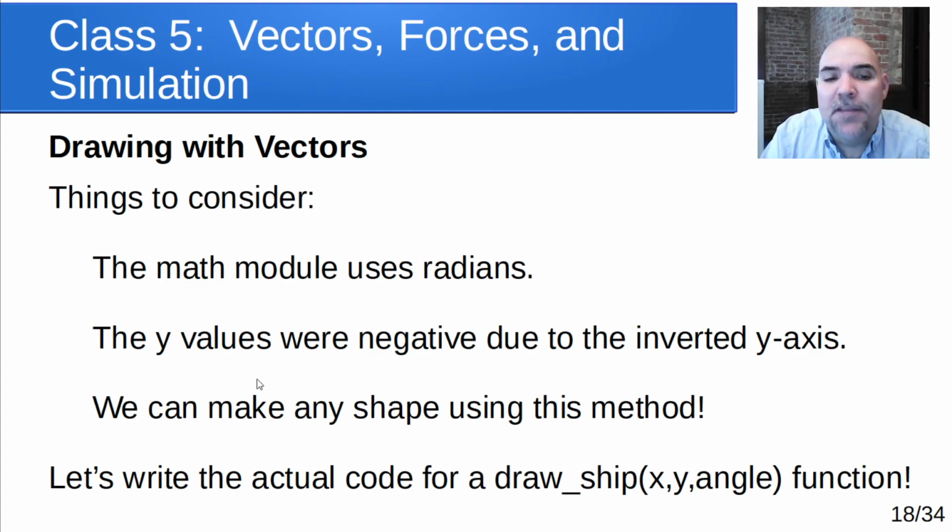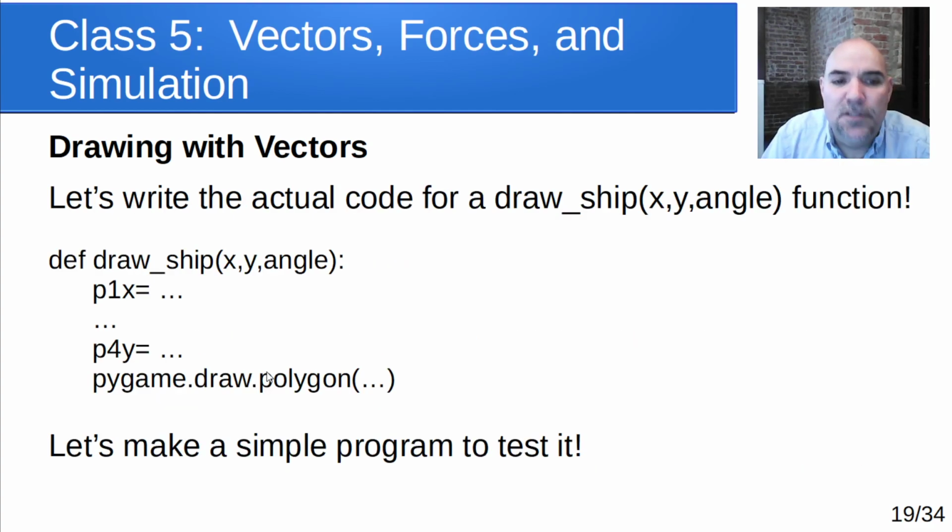All right, so let's actually write the code to draw that. And I'm going to do this in an object-oriented way in my code, but we're going to have this draw ship method. It's going to use the angle, but let's make a simple program to test this out. So I'm going to switch over to Python here, so give me just a second. And I'll switch that over so you can see what I'm doing here. And we're just going to throw this together quickly just to draw that ship.